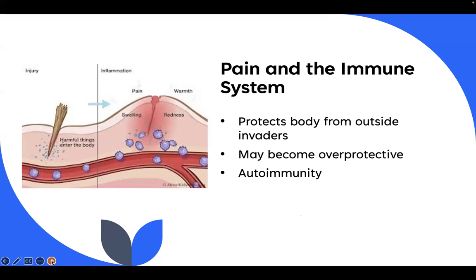Another way that this can happen is autoimmunity, which happens when the body's immune system attacks healthy cells. Some of these autoimmune conditions we'll talk about later on with rheumatology and all of that can cause chronic inflammation and pain.